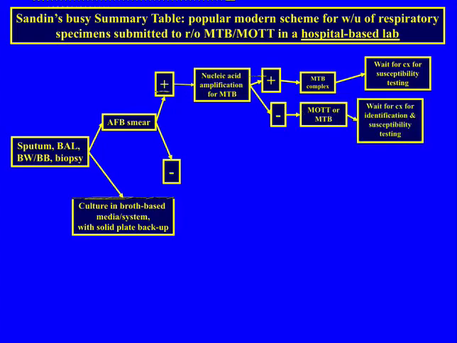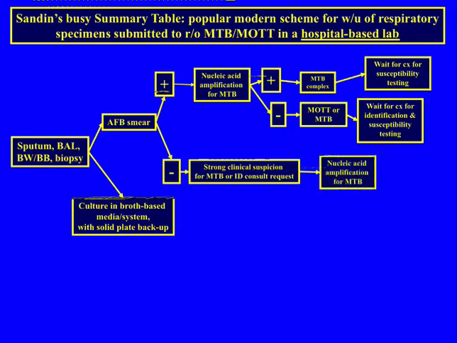What if it is AFB smear negative? That's the Achilles tendon of most of these amplification systems, because there's going to be very, very few bugs, so that you don't even see them on the smear. There's a strong suspicion clinically, ID requests it, we'll do the amplification. And if it is positive, great. Then just wait for culture for susceptibility testing.